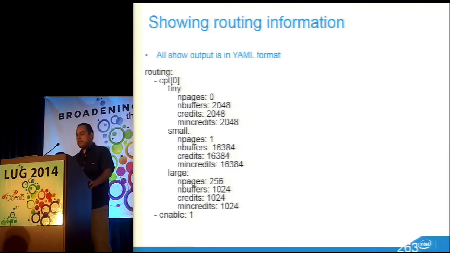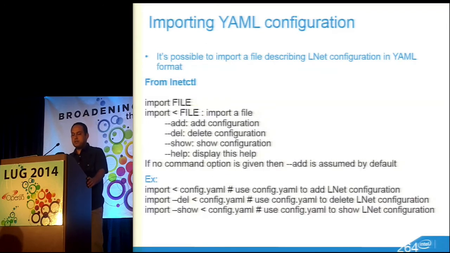The other thing now is, say you have a set of configuration that you want to configure all at once. You can describe that in a YAML file, then you can import it. By default, the import command assumes that you want to configure all the elements that you specified in the file, but you can override that by saying import and specifying --del, or if you want to show them, --show. And here are some examples. You can import or delete or show.